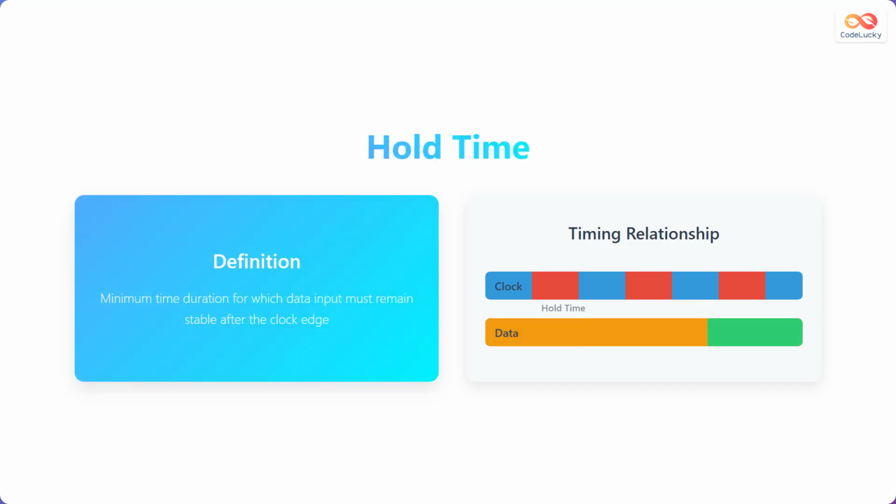Now let's consider hold time. Hold time is the minimum amount of time that the data input must remain stable after the clock edge in order to be reliably captured by the register. Looking at the timing diagram, you can see the relationship between the clock signal and the data signal, with the hold time indicating how long the data must remain stable after the clock edge.